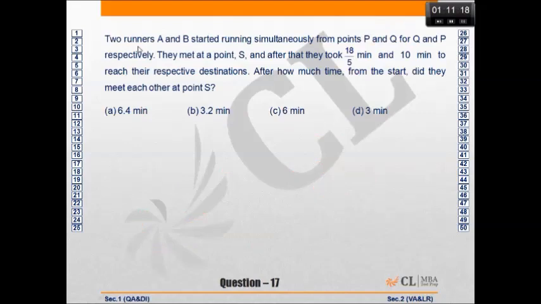Two runners A and B started running simultaneously from points P and Q, towards Q and P respectively. They met at a point S, and after that they took 18/5 minutes and 10 minutes to reach their respective destinations. After how much time from the start did they meet each other at point S?